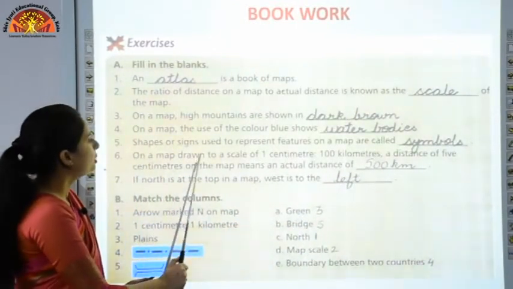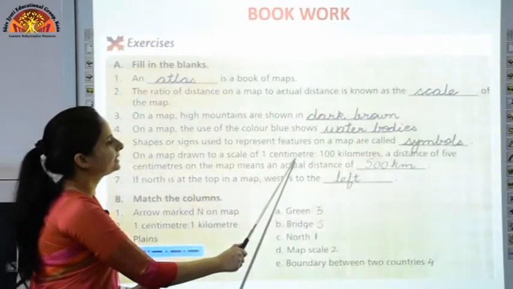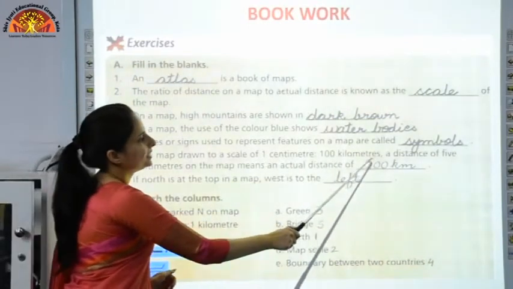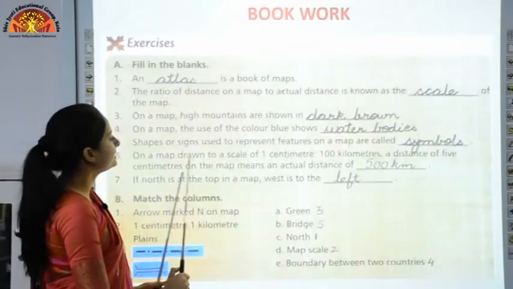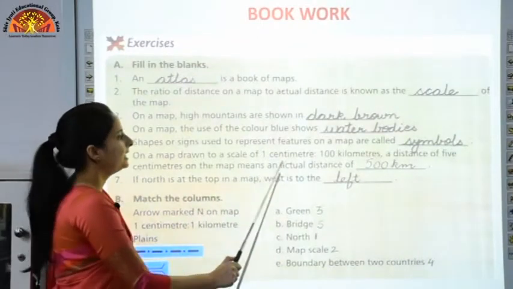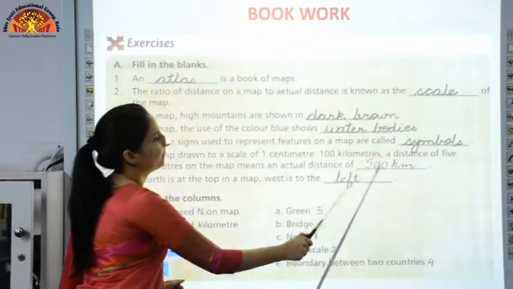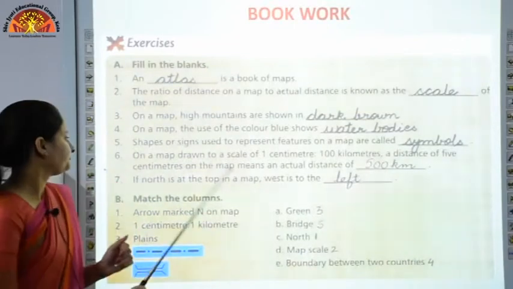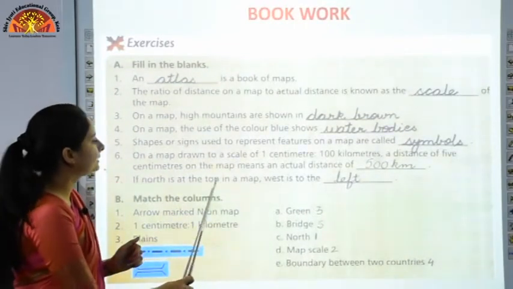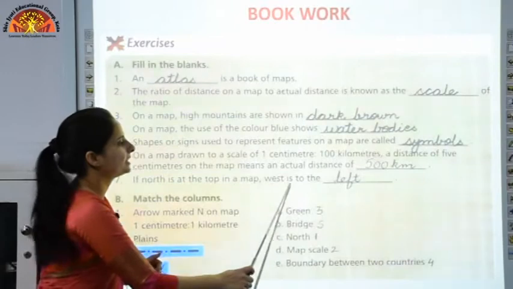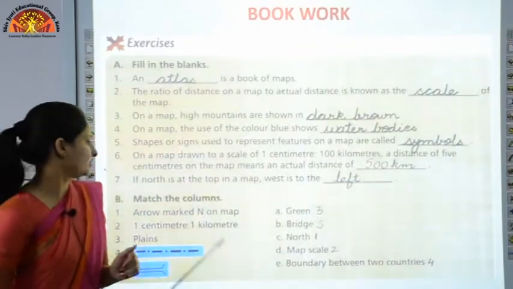On a map drawn to scale of 1 centimeter to 100 kilometers, a distance of 5 centimeters on the map means an actual distance of 500 kilometers. If north is at the top in a map, then west is to the left.